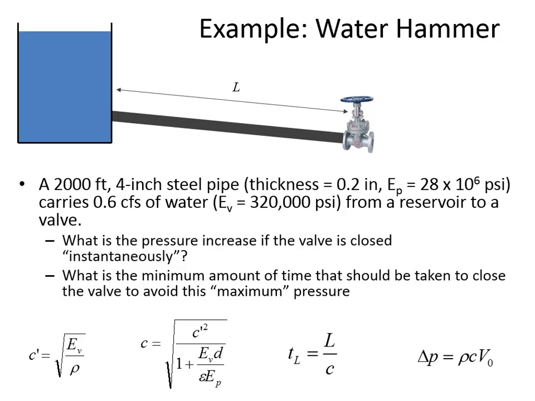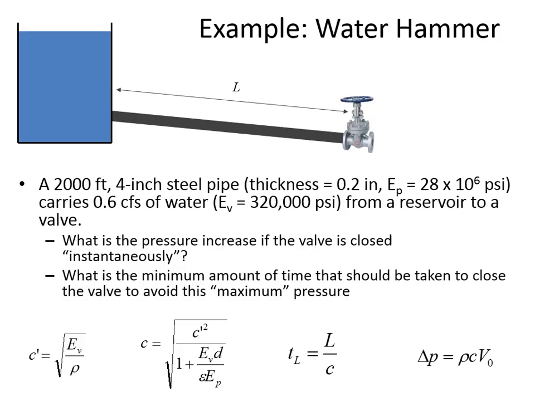And the cross-sectional area for this pipe, if it's a 4-inch pipe, then the diameter is 4 divided by 12 feet. And that's the diameter squared times pi divided by 4. That gives us the velocity, 6.875 feet per second. That's how fast the water's moving through the pipe before the valve closes.